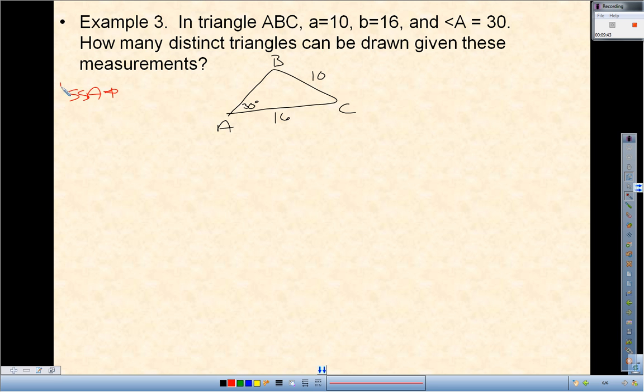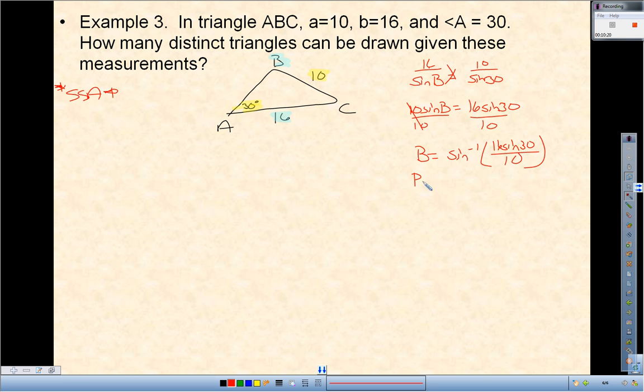So definitely have to watch out and see if there might be one triangle or two triangles or even no triangles. All right, so still going to partner up the 10 with the 30, but this time I'm going to partner up the 16 with angle B. So let me do the law of sines. I'm going to have 16 over sine of B equals 10 over sine of 30. Going to cross multiply, so I get 10 sine of B equals 16 sine of 30. I'm going to divide by 10, and since I'm trying to find angle B, I'm going to do sine inverse of 16 sine of 30 over 10, and my calculator is going to give me roughly 53 degrees.